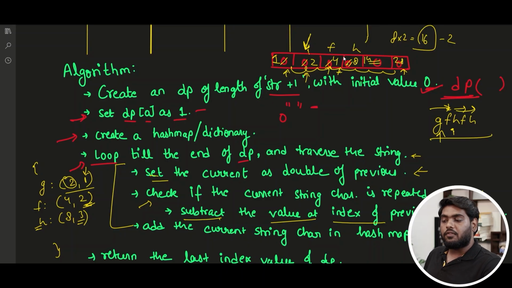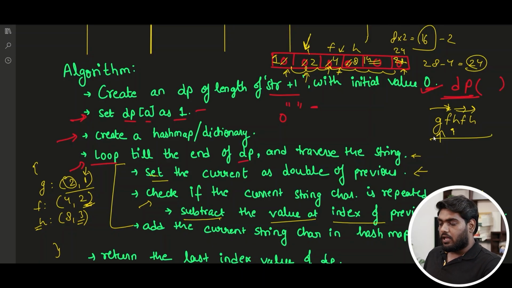What do we have to subtract? The value that we have created one previous to H. What value have we created one previous to H? It is 4. So what do we have to do? We have to do 28 minus 4, and we have to store 24, correct? So it will be 24.